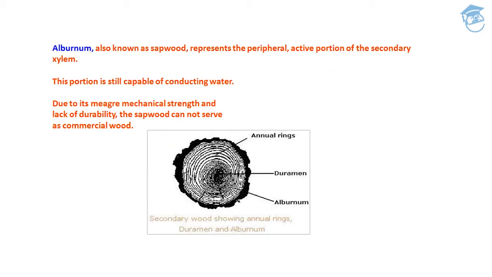Now we'll talk about the alburnum. It is also called sapwood. It represents the peripheral active portion of secondary xylem. See, this is the peripheral portion and it is the active portion of secondary xylem, and this portion is still capable of conducting water unlike duramen. So due to its meager mechanical strength and lack of durability, sapwood cannot serve as commercial wood.